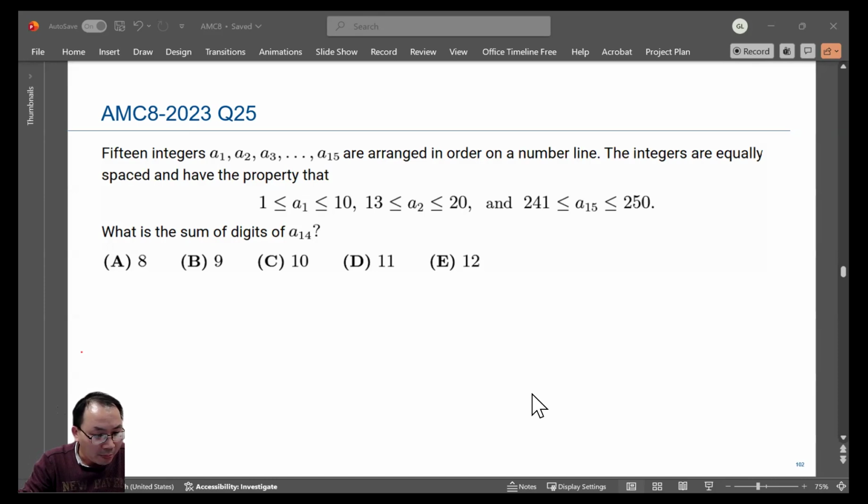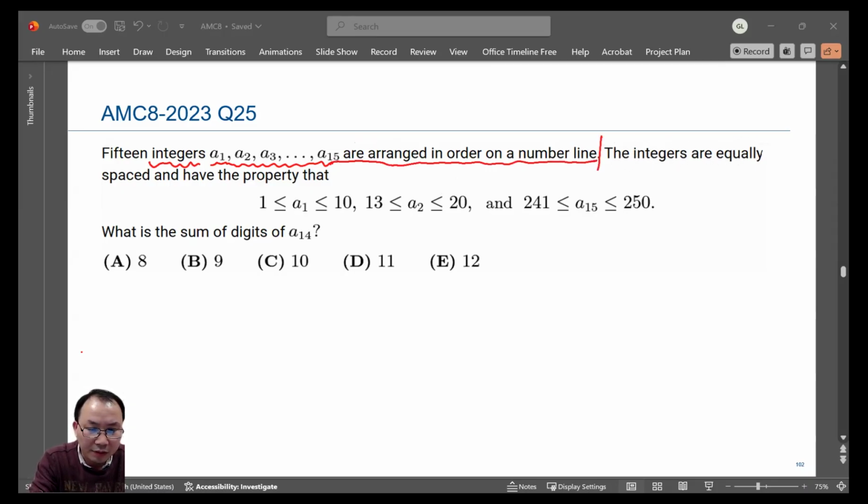So to see what's going on, let's see the question first. 15 integers A1, A2, A3, up to A15. So here we have 15 whole numbers, right? They are arranged in order of numbers or lines, so they keep increasing or keep decreasing. We don't know yet, so I arrange them in order. Let's just say increasing or decreasing, I don't know. Based on here, the integers are equally spaced.